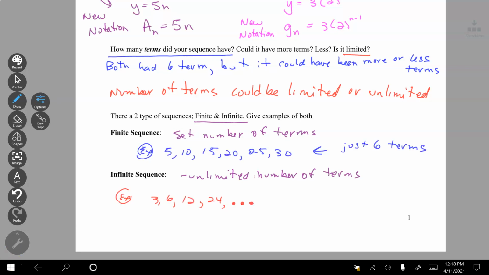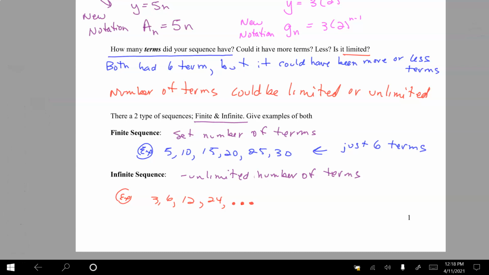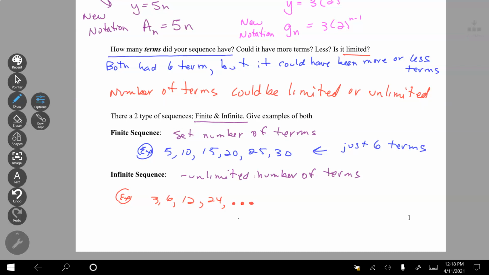So my first example of 5, 10, 15, 20, 25, 30 is a finite sequence because it just has 6 terms. Well, I modified that other example of 3, 6, 12, 24, and then I did comma, dot, dot, dot. This indicates that the sequence goes on forever. It is unlimited. Dot, dot, dot with no ending.